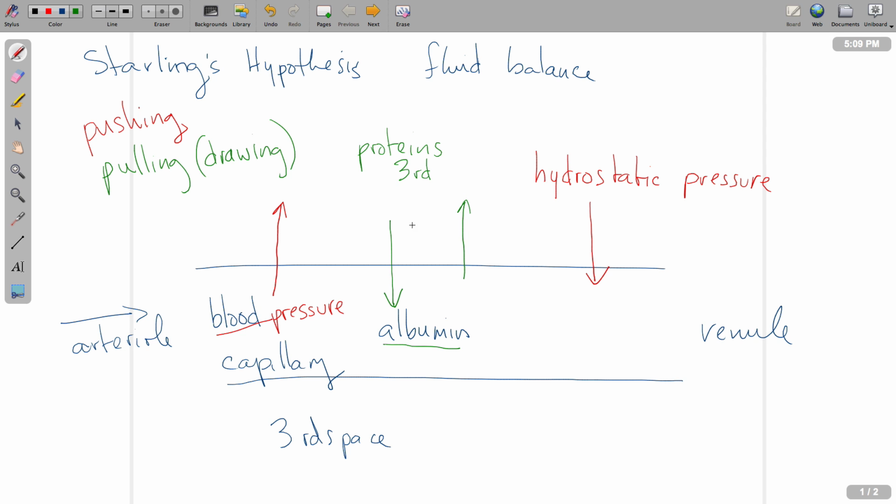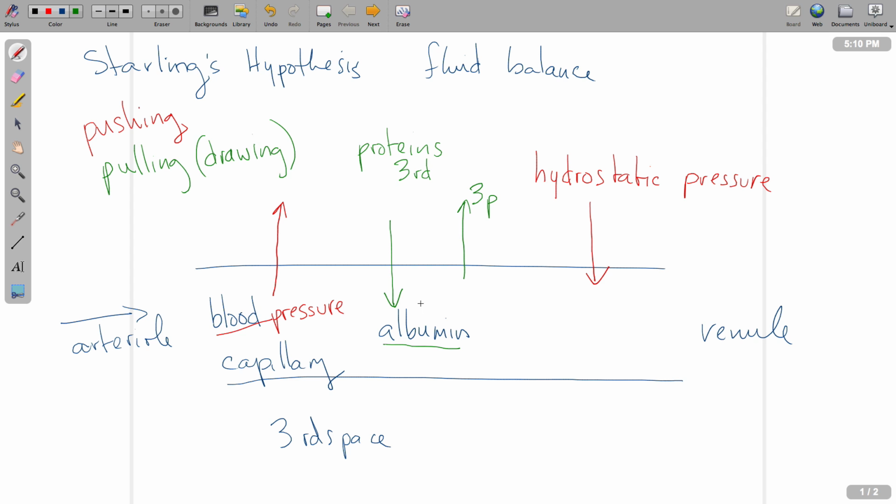So actually, if you look at this, let's label these a little bit. We're going to call this the protein from the third space. I'm just going to say 3P. That's going to be the third space proteins. And I put that in the wrong place. Let me put that where it belongs. Let's put that here with 3P.